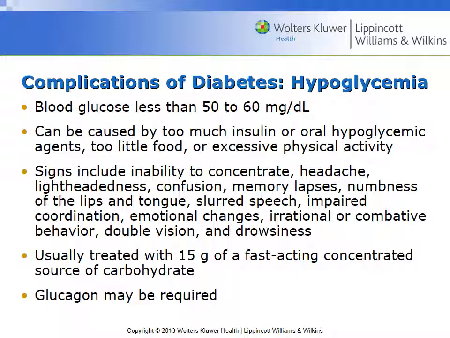Hypoglycemia is usually treated with 15 grams of a fast-acting concentrated source of carbohydrate, such as orange juice, but needs to be followed with some type of protein, such as cheese and crackers or peanut butter. Glucagon IV may be required in severe cases of hypoglycemia for management.